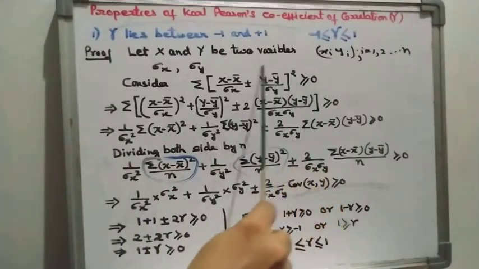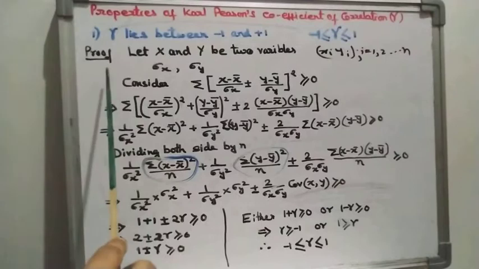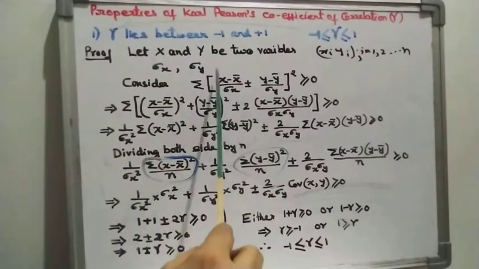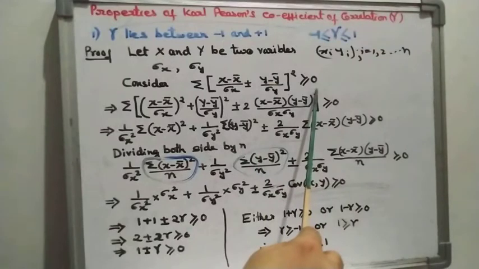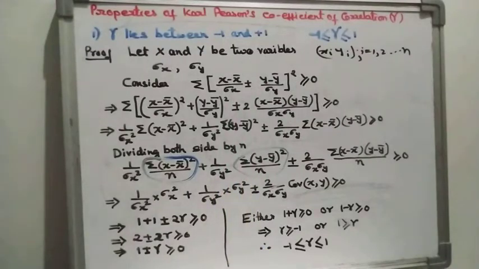For this proof we have to consider this. You need to memorize this part, because you have to start the proof with this consideration and then you will get this. Why are we considering this? Because it is a universal truth: if you square something it is always greater than or equal to 0. We have taken it in the form of the covariance formula, with the deviations and sigma x, sigma y. So, a plus minus b whole square is greater than or equal to 0. We start with that and we get that rho lies between minus 1 to 1.